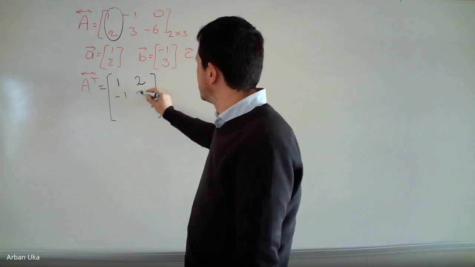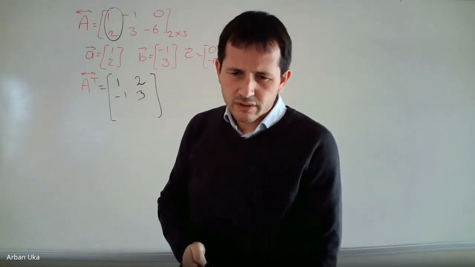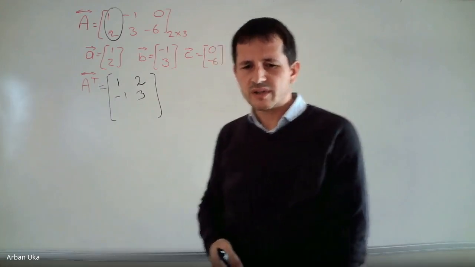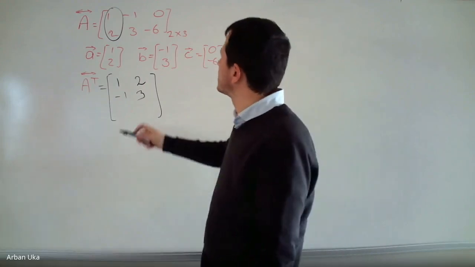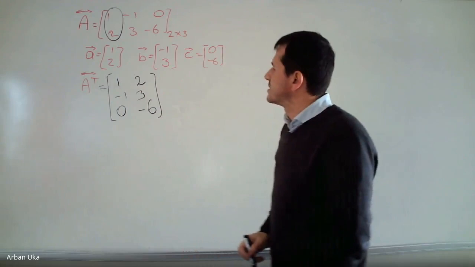Okay, but I want all of you to be able to open the microphone, so the others can also hear what you are saying or our discussion. So that's 2 is -1, 3, and we get here 0, -6. So this is the A transpose.